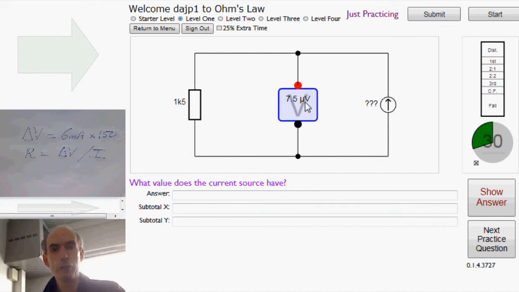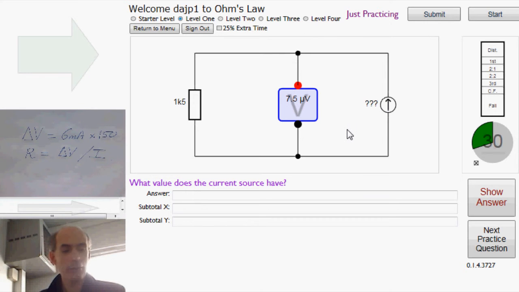An ideal voltmeter has no current flowing through it at all. It has an infinite resistance. So all of the current that this current source is forcing to flow must be flowing through the resistor. None of it is flowing through the voltmeter, because an ideal voltmeter has an infinite resistance. So, we know the value of this resistor, and we know the voltage across this resistor, so we must be able to work out the current flowing through the resistor. And the current flowing through the resistor must be equal to the value of the current source.